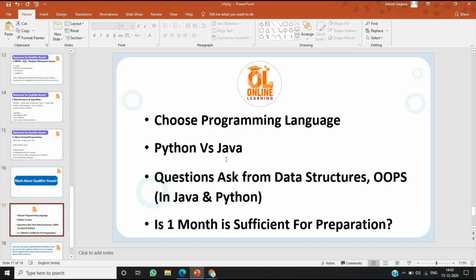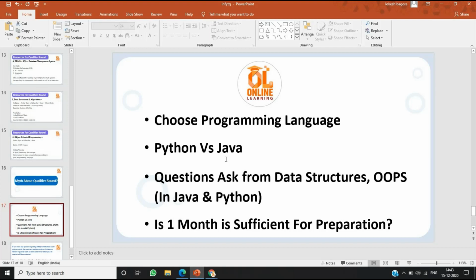There is also a myth that in the qualifier round there are no questions on data structures, algorithms, or object oriented programming. Friends, this is totally wrong, because they do ask questions on data structures and object oriented programming.